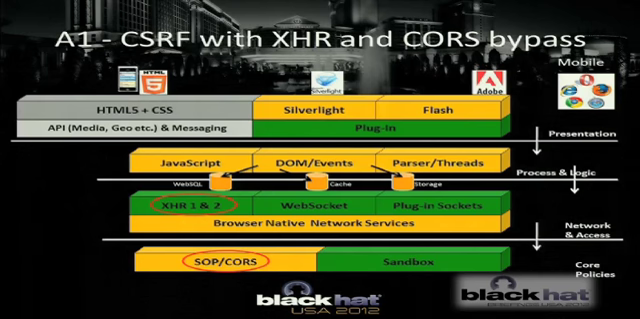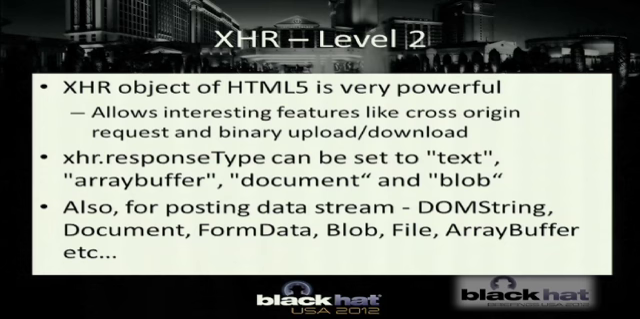The first attack, which is CSRF with XHR and CORS, is very interesting because the whole perception of CSRF is going to change with XHR level 2. We'll see why. So the target points for CSRF would be XHR level 2 calls and bypassing SOP and CORS.